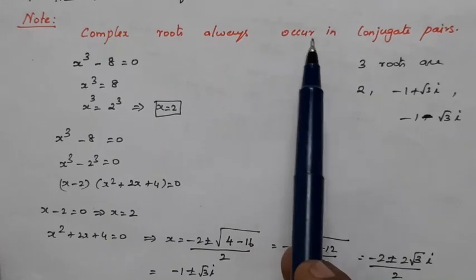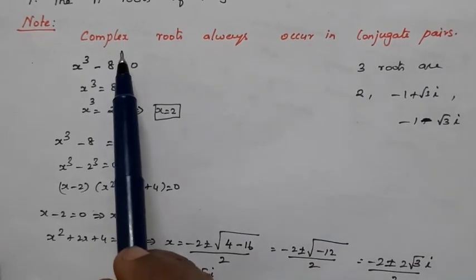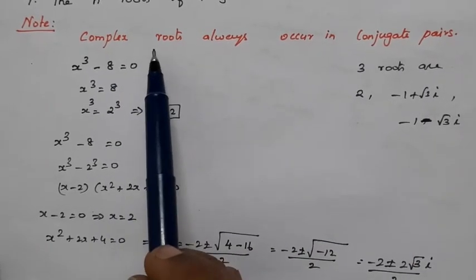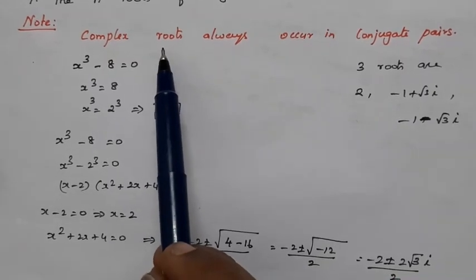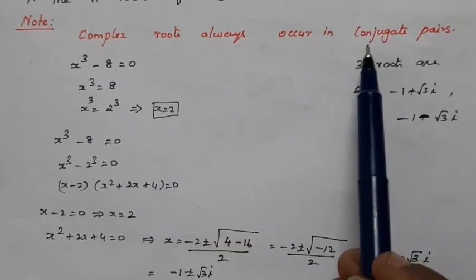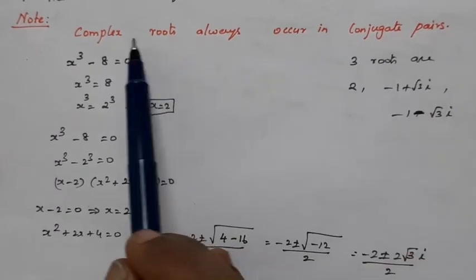Then I would like to tell you one thing. Complex roots always occur in conjugate pairs. So if an equation has one root as complex, the root will not come as a single; it always occurs in a pair, and the other one will be its conjugate. This is a rule, okay.